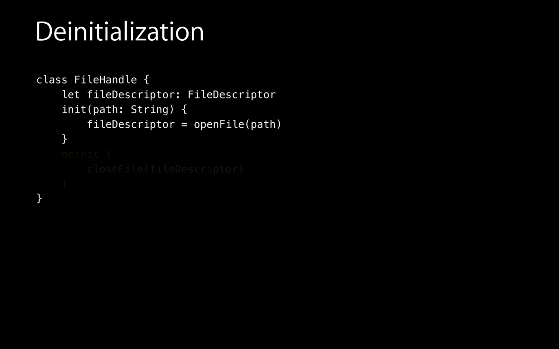And deinitializers are just declared using the deinit keyword. So for example, here we have a class that when we open up a file, if this class gets deallocated before we have a chance to close the file, that's not good. So think of this as the last resort, the last chance that you have to clean up non-memory resources before your object is deallocated. But again, most of the time, you probably won't need them.